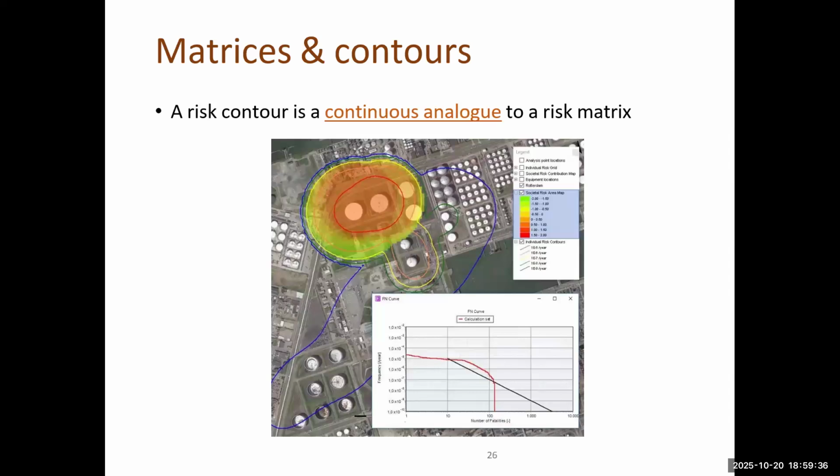A more advanced and continuous analog is the risk contour. Think of these as lines connecting the points of equal risk level. So this allows us to get a clearer understanding than the simple blocks of a matrix, especially when dealing with a continuum of possible outcomes.